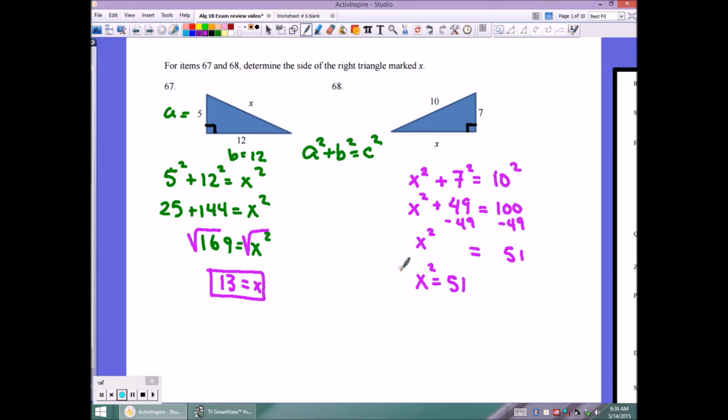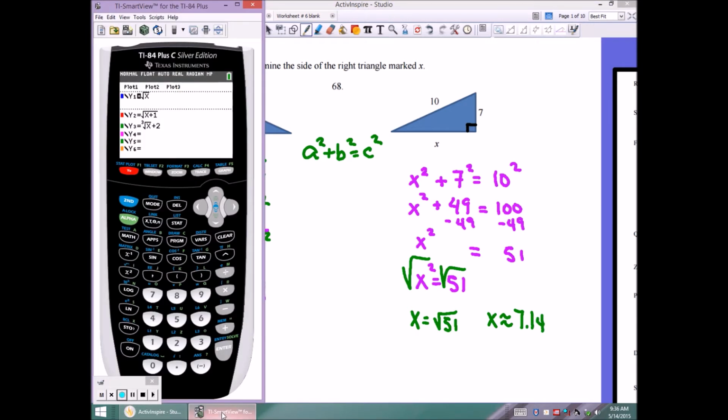Square root both sides again. Now this one does not come out as an even number. An exact answer would look like this. It is exactly the square root of 51. That's our exact answer. If we approximate it, x is about, well, it's close to 49. The square root of 49 is 7. It's a little bit more than 7. 7.14. We could just type that in our calculator.